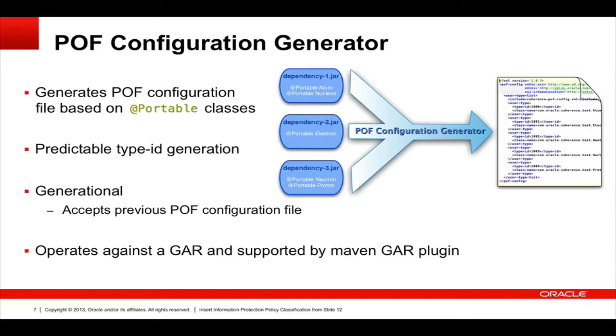The generator understands the structure of a Gar file and can scan the Gar file to determine all class files annotated with the portable annotation. In addition, the POF configuration file that's generated will be inserted into a new Gar file with all the previous contents. The descriptor of the Gar file will also be updated to reference the new POF configuration file.